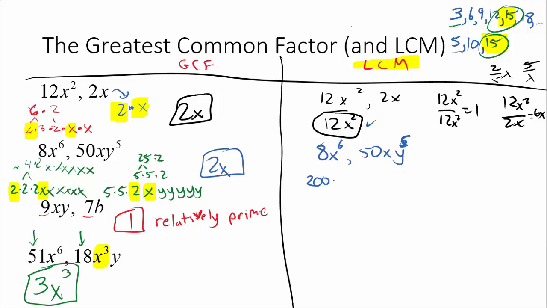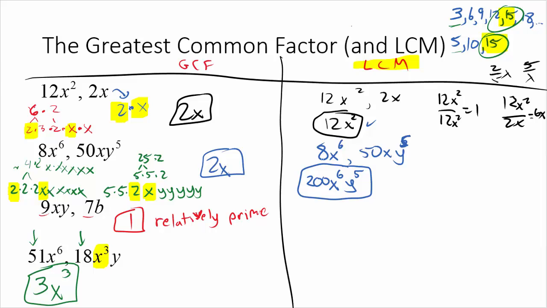Now, again, we're going to look at the x's. The higher exponent here is going to be x to the 6th. And even for the y's, even though they don't have this in common, it doesn't matter on the least common multiple. You're still going to take the higher exponent between the two, so that would be y to the 5th. And that should be our least common multiple.